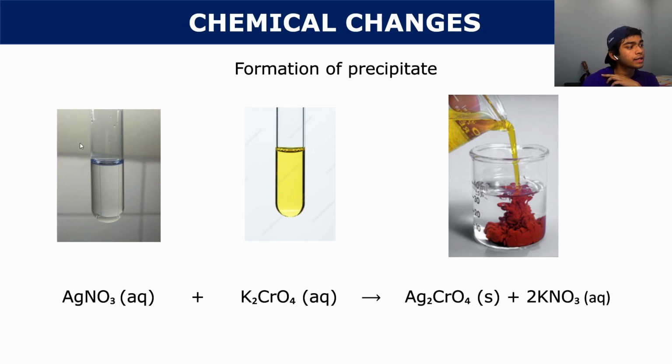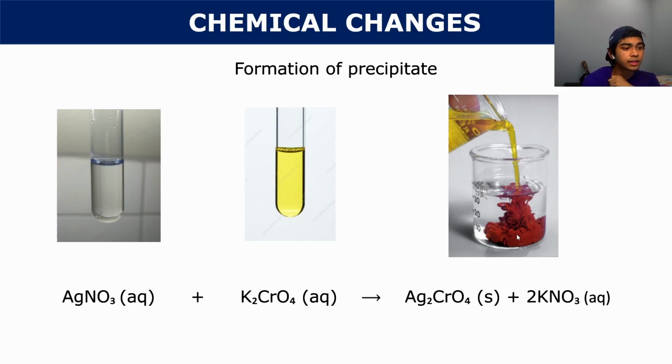Okay, let's look at the formation of a precipitate. If you take an aqueous solution of silver nitrate and you have an aqueous solution of potassium chromate and you add them together, you have this kind of reddish substance that forms. That's an indication of a chemical change. This is a solid. This is silver chromate. And this silver chromate is what we call a precipitate. A precipitate is a solid that forms from the mixing of two aqueous substances.